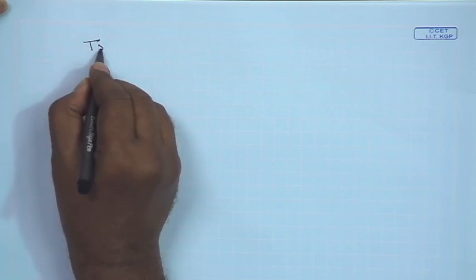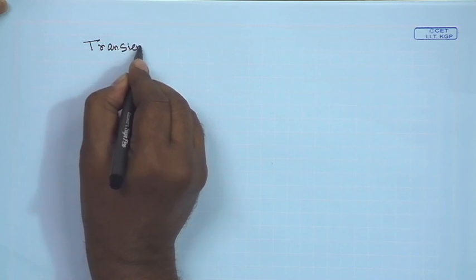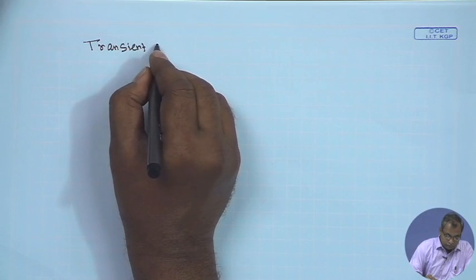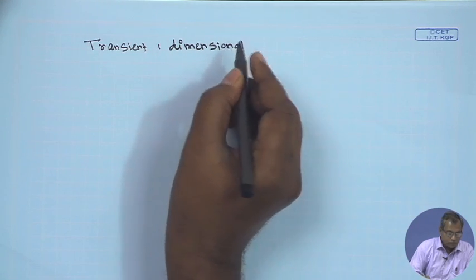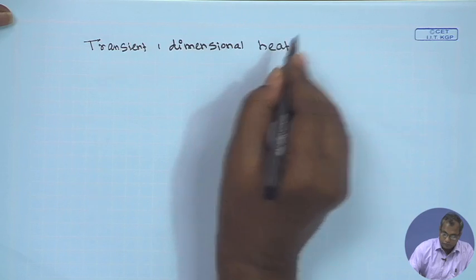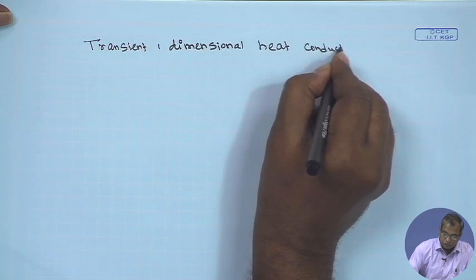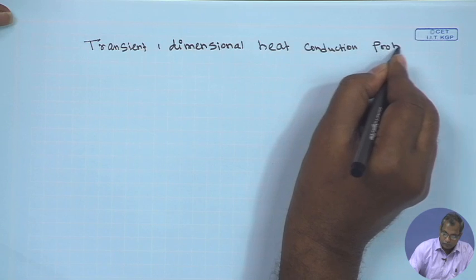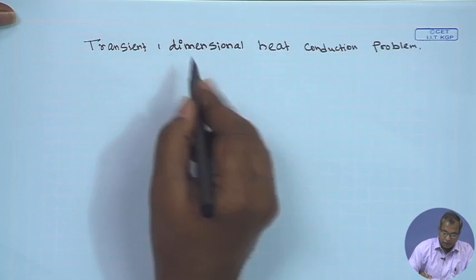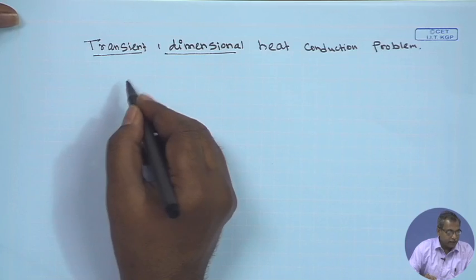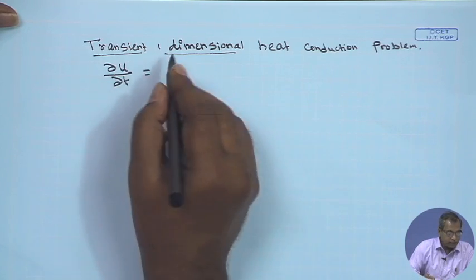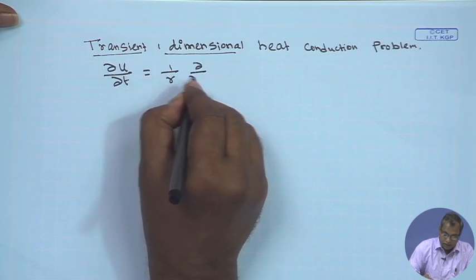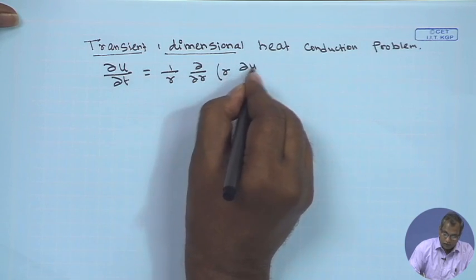So, let us first take a two-dimensional problem. This is a transient one-dimensional heat conduction problem. So, it is basically a two-dimensional problem, one dimension in space, one dimension in time. The governing equation will take this form: ∂u/∂t = (1/r) ∂/∂r (r ∂u/∂r).